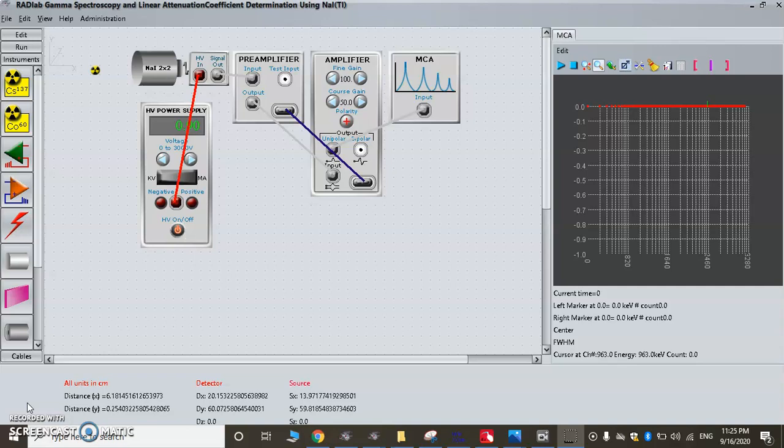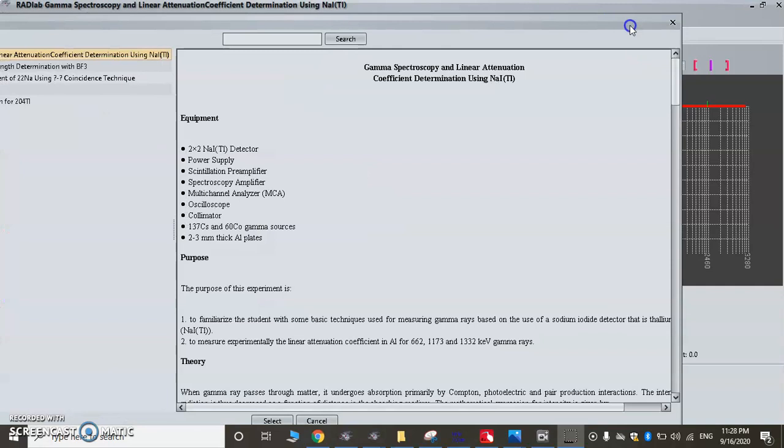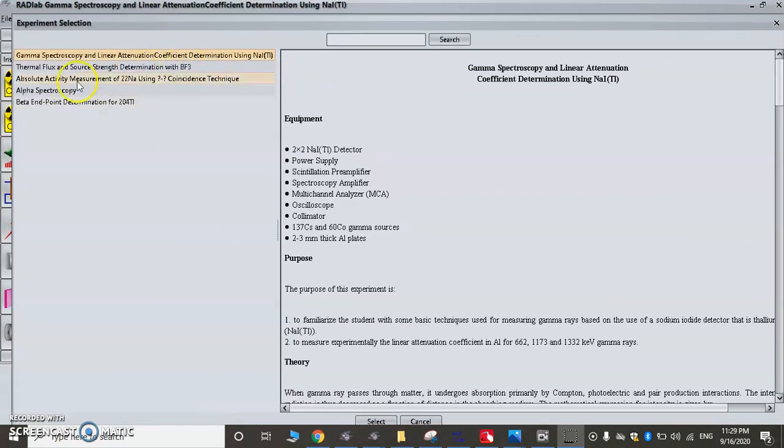So, RedLab is a virtual laboratory software for performing radiation physics experiments. Here we have various experiments like gamma spectroscopy, then thermal flux and source strength determination with BF3, absolute activity measurement, then alpha spectroscopy. Here we have all types of radiation simulation programs like alpha ray, beta ray and gamma ray. We want to check the attenuation coefficient for aluminum, so we are performing the first one.